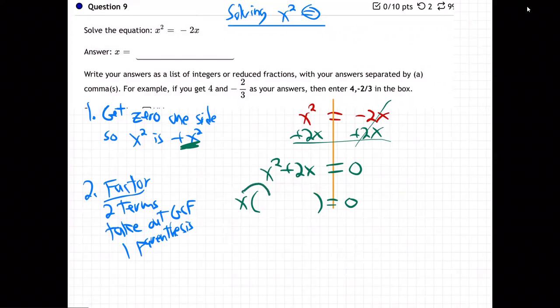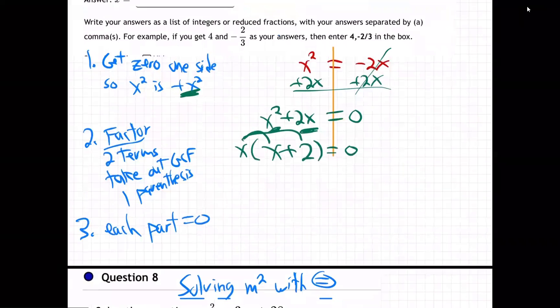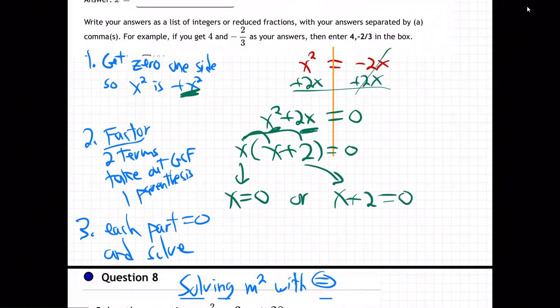I'm asking myself, x times what? Well, x. We'll go back to x squared. And x times what? 2. We'll go back to 2x. You see that? It's 1 parenthesis factoring. It's take out what's in common. All right, where do you go from here now? Same step as always: you set each part equal to 0 and solve. So I'll take the x alone equals 0, or, and then I'll take the x plus 2 alone equals 0.